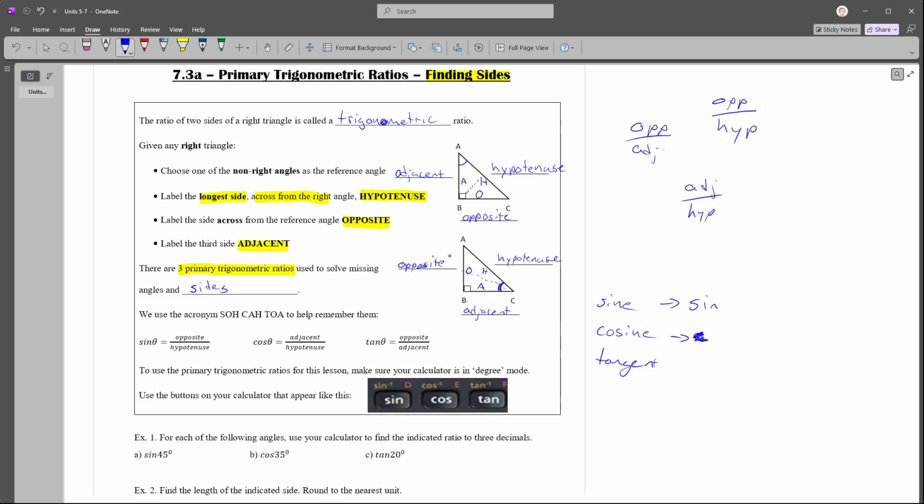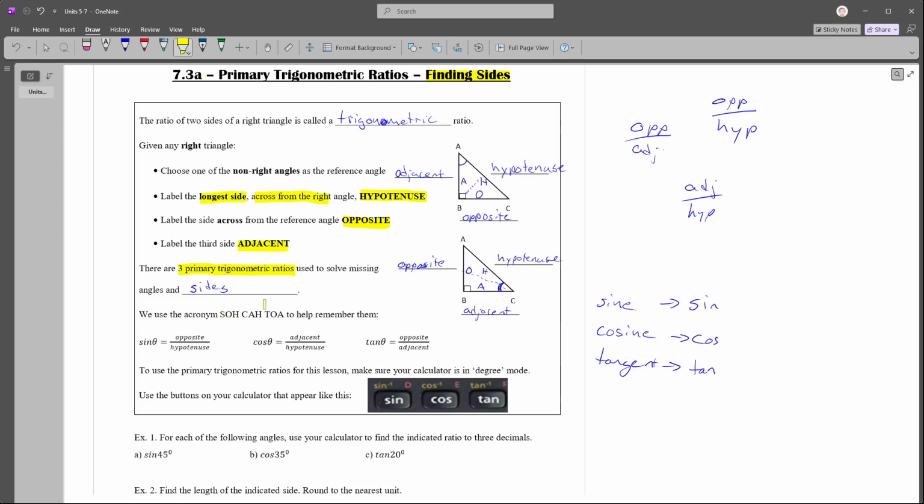Let's try this again. This will be cos. And then for tangent, we'll just write tan. Sine, cos, and tan. Now, each one of those is one of these ratios. So, for example, sine is always the opposite over hypotenuse. Cosine is always the adjacent over hypotenuse. And tangent is always opposite over adjacent. Now, we've come up with a quick little memorization tool to help us remember what is what and which sides go with which trigonometric ratio.